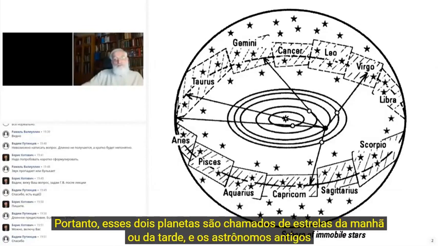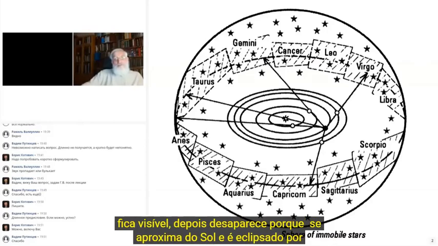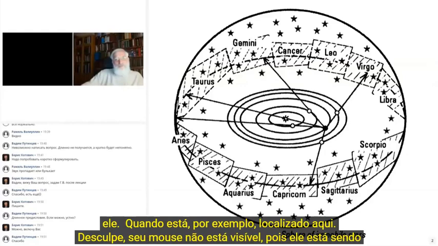So, these two planets are called morning or evening stars, and ancient astronomers even initially thought that they were two different planets. That is, Venus appears, it is visible, then it disappears because it approaches the Sun and is eclipsed by it. When it is, for example, located here.